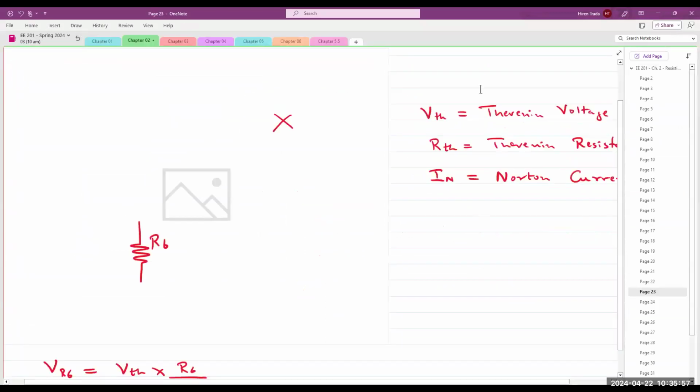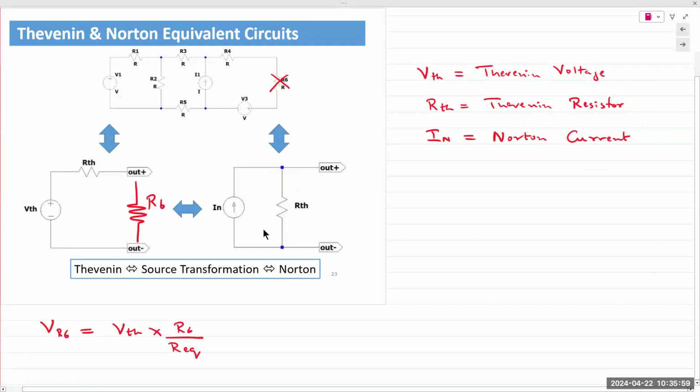So as I was saying, this theorem was postulated by a French telegraph engineer more than 100 years ago. And a few decades later, an American engineer named Edward Norton also postulated his own theory based off of Thevenin's theorem. Both of these simply state that you could take a large linear network comprising multiple voltage and current sources and multiple linear resistors, and represent them as a single voltage source or a single current source.